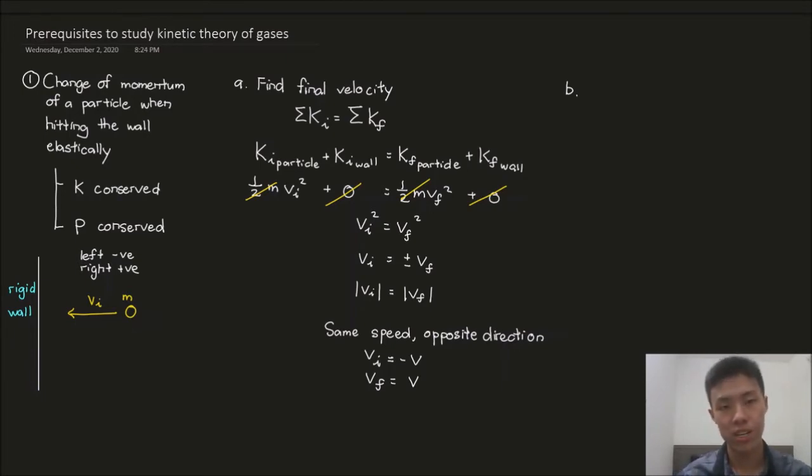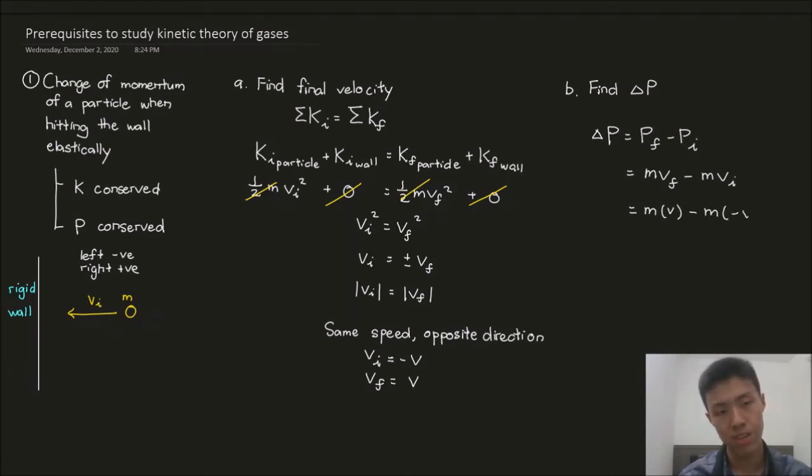Now if you want to find the change in momentum, again remember our momentum here will be in capital P. The change in momentum will just be equal to P final minus P initial. So let's build it. The final momentum is just the product of mass and velocity, so it's m v final minus m v initial. Then we substitute in what we wrote down here: m v minus m times negative v. So you put in everything, and the answer will be 2mv.